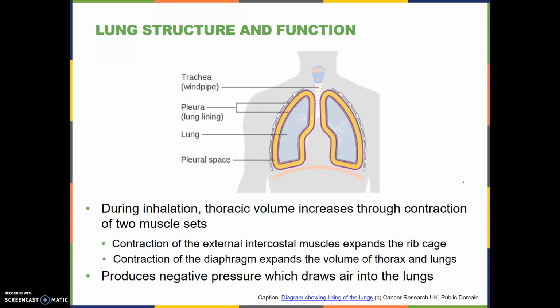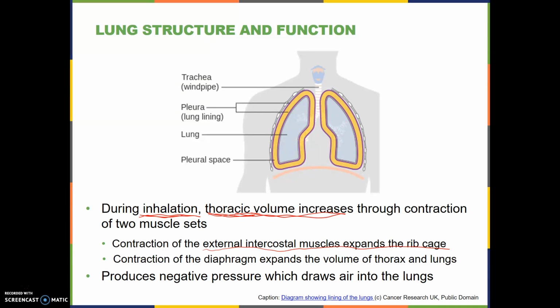Okay, so what happens during an inhale, or inhalation, is that the volume of the chest cavity, or the thoracic cavity, increases. And this happens due to two sets of muscles. First, the external intercostal muscles. Intercostal means they're in between, basically in between the ribs. They contract and expand the rib cage. So that increases the volume inside the thoracic cavity.